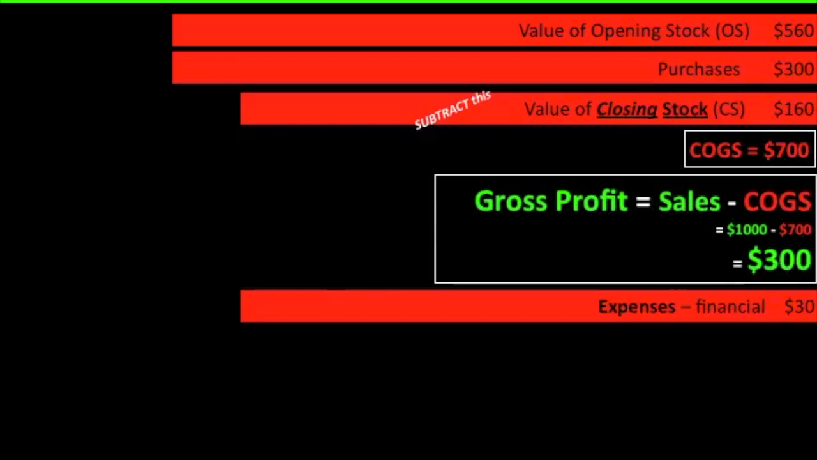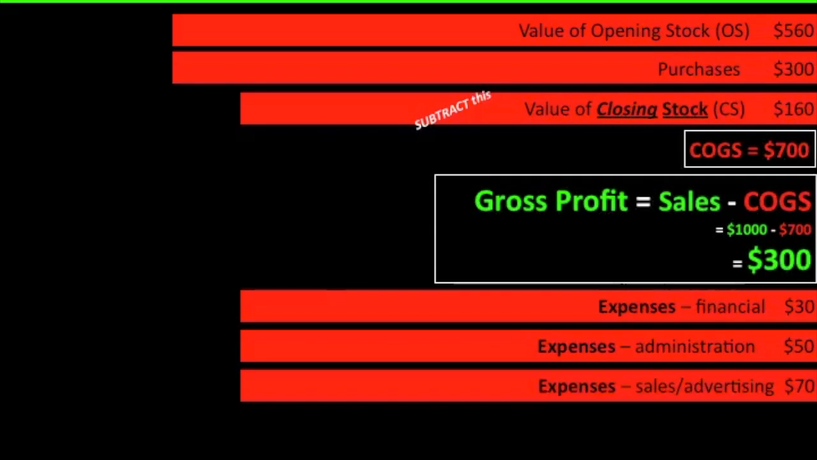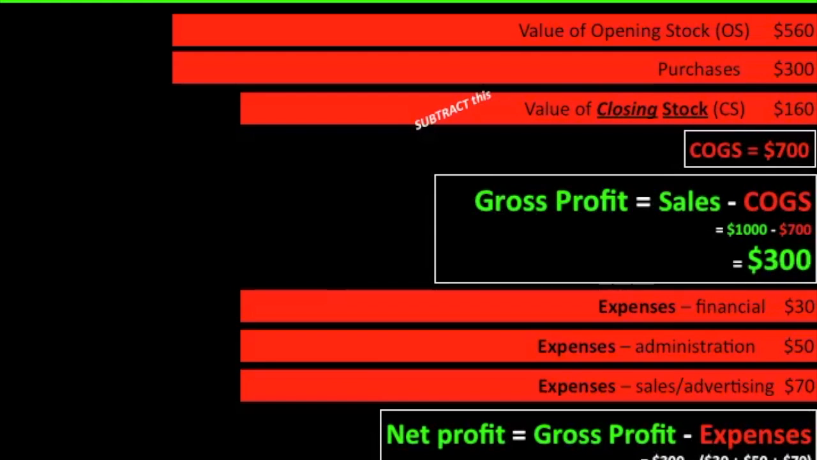Then you start taking out expenses. Let's say for this business, it's tiny, it could be 30 million, doesn't really matter. Expenses: financial expenses, 30 bucks; administration, 50; sales, advertising, 70. Those are your three categories of expenses. So now that you've done that, you do your gross profit minus expenses, which is $300, that was your gross profit, minus all those expenses added up. Let's say they add up to 150 bucks, 150 million. So your net profit in the end is going to be $150 or 150,000 or 150 million.